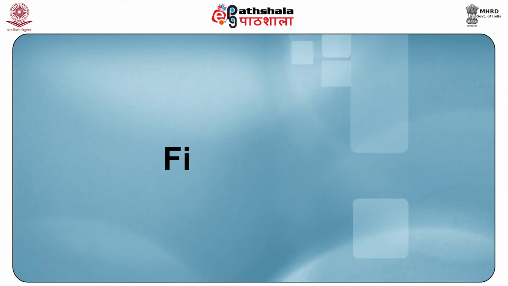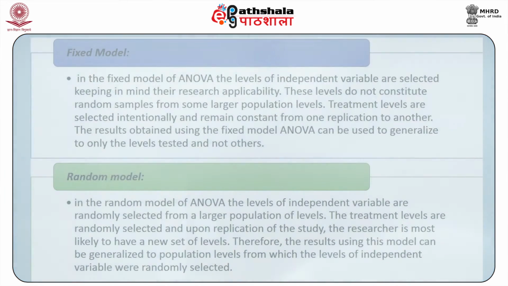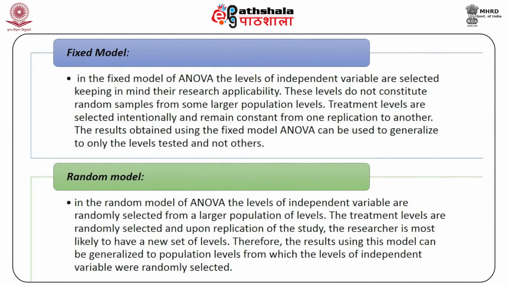at random. Fixed model: if levels of the independent variable are selected because they are of interest, or are all the possible levels, it is a fixed model. The levels do not constitute random samples from some larger population of levels. Treatment levels are selected intentionally and remain constant from one replication to another. One can generalize to only the levels tested with the help of this model.